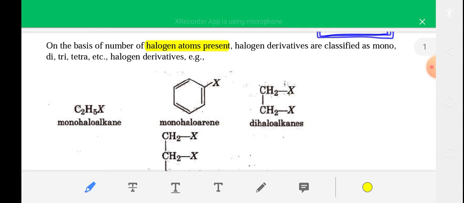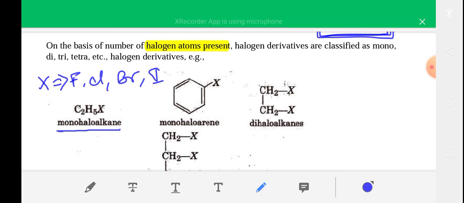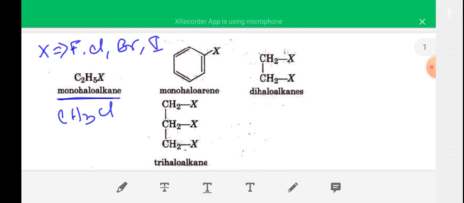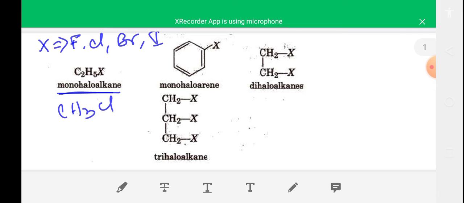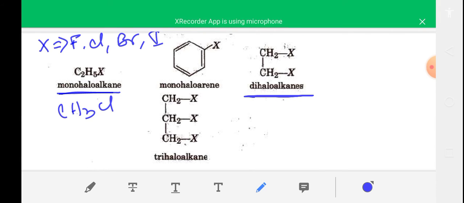Haloalkanes and haloarenes can be classified as monohaloalkanes if only one halogen atom is present. X means halogen atom, like fluorine, chlorine, bromine, iodine. Examples of monohaloalkane are C2H5X or CH3Cl. If two halogen atoms are present in the haloalkane or haloarene, then it is known as dihaloalkane. In dihaloalkanes you can see two halogen atoms are present, CH2X, CH2X. This is an example of dihaloalkanes.